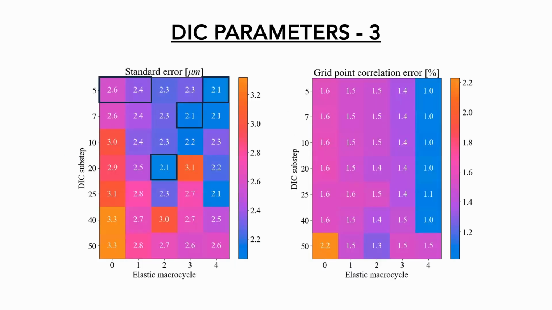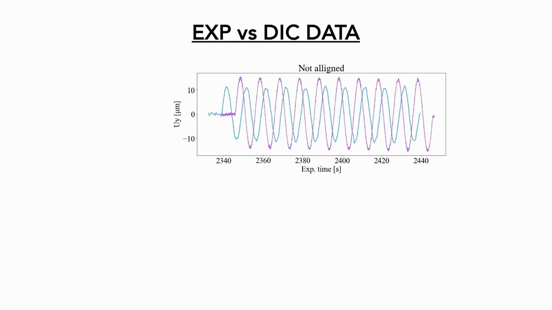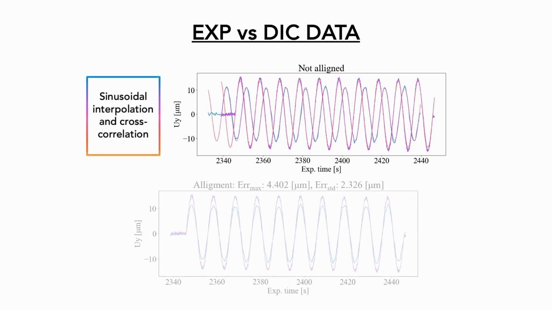This is for the sub-step optimization. As you can see, we have a standard error of between 2.6 up to 2.1 micrometers. And this standard error is calculated from the elastic loading of the elastic curve, as you can see in a moment. Also, the grid correlation is quite stable. So what is the standard error that I will show you? I have shown you before.